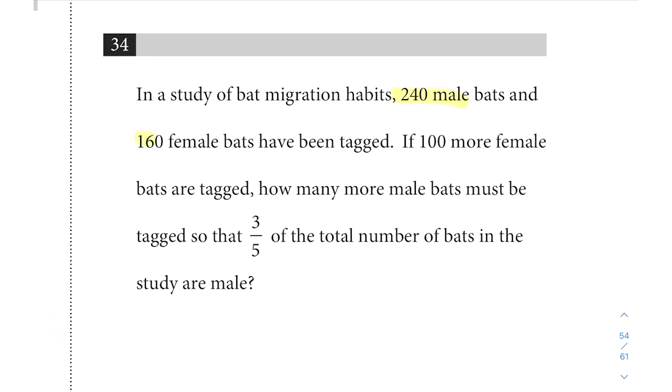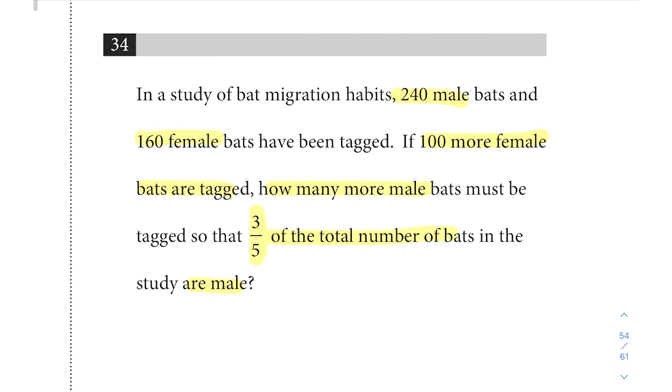And that's what we'll grid in as our correct answer here on 33. All right, last question on this page is number 34. In a study of bat migration habits, we have 240 male bats and 160 female bats that have been tagged. And then they say if 100 more female bats are tagged, how many more male bats must be tagged so that 3/5 of the total are male?